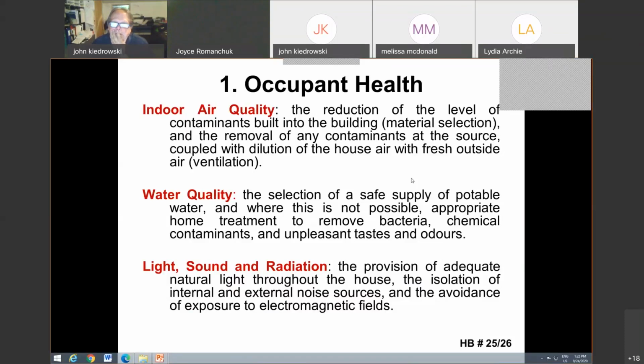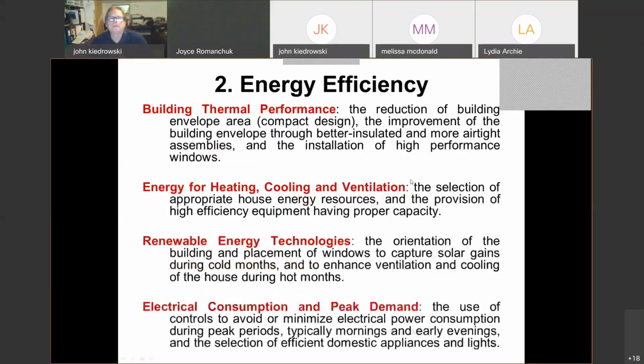Okay, I'll move on to the next slide here. So the energy efficiency equation. We look at building thermal performance, energy for the heating, cooling, and ventilation systems. And again, maybe not all houses have cooling. Maybe cooling is just simply opening the windows or doors.